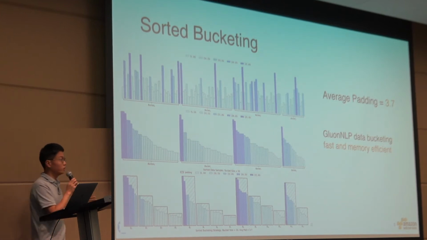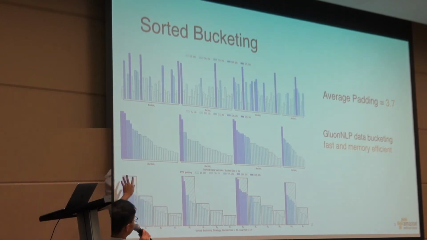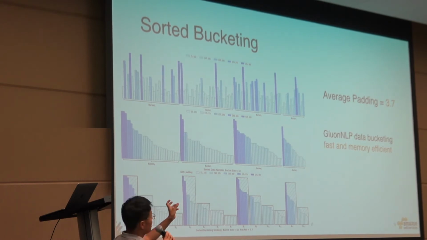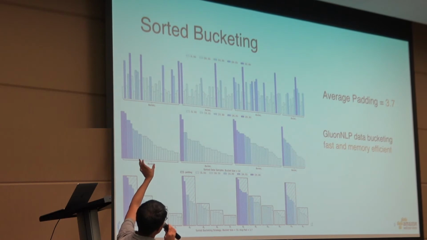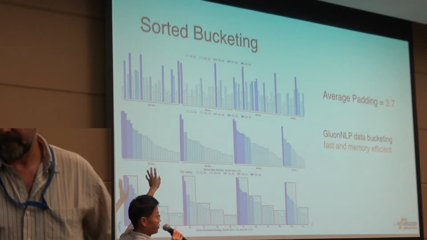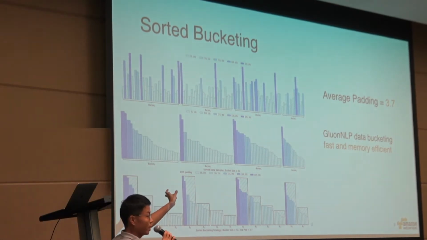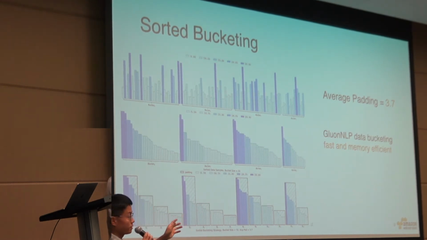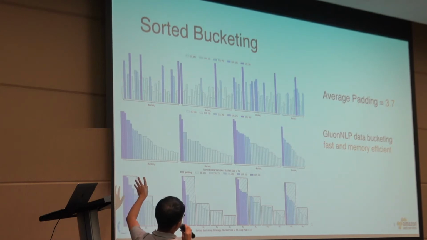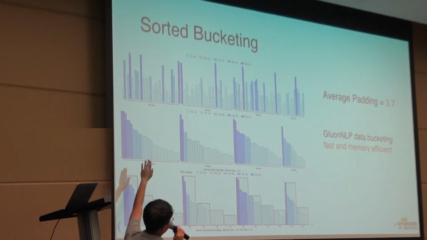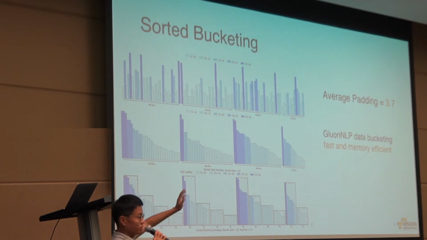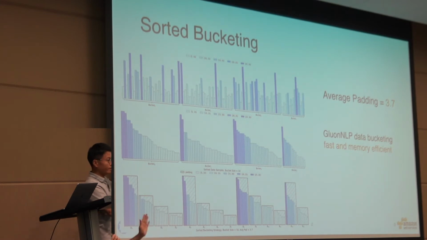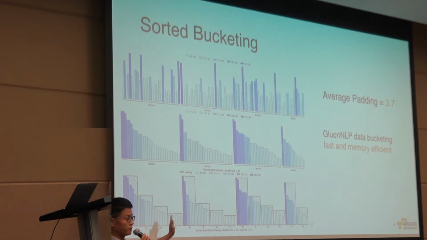a very basic one. The idea is very simple. You have some buckets, and each bucket has a bucket size. First, you put the first 10 samples in the first bucket. Then you sort the bucket based on the sample length. Then you will find the samples are ordered from the longest one to the shortest one, and you can do the batchify based on the ordered samples.